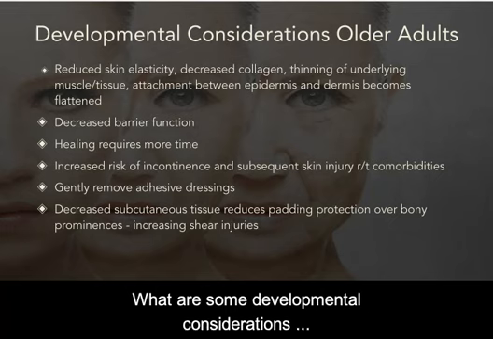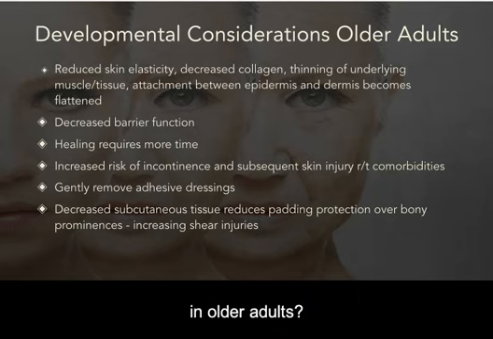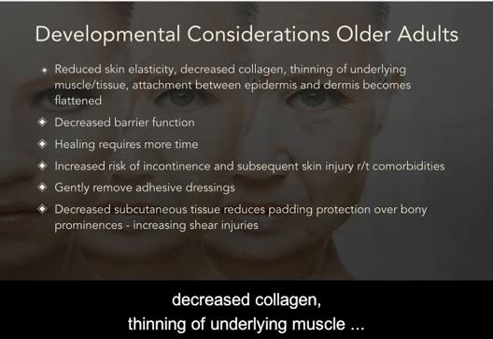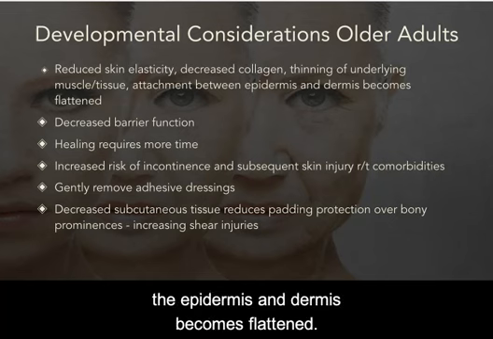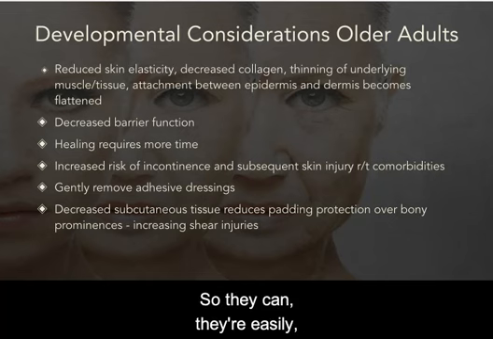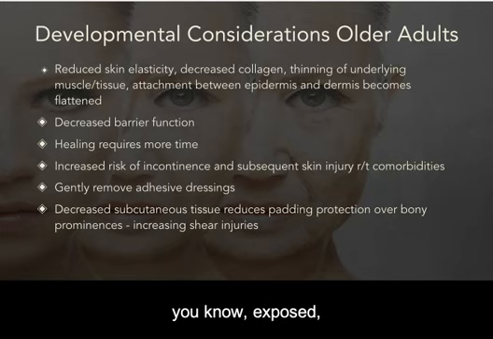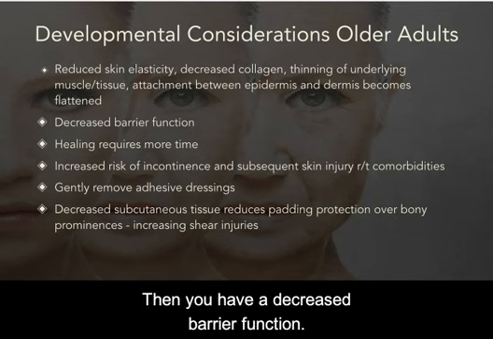What are some developmental considerations in older adults? They have reduced skin elasticity, decreased collagen, thinning of underlying muscle and tissue, and the attachment between the epidermis and dermis becomes flattened, so they're easily exposed to, like, skin tears. It's very common in older adults. Then you have a decreased barrier function.